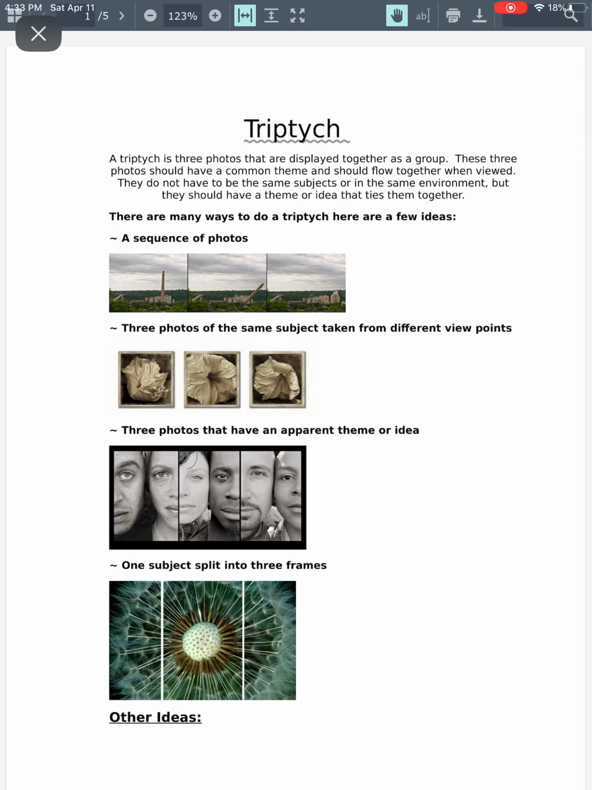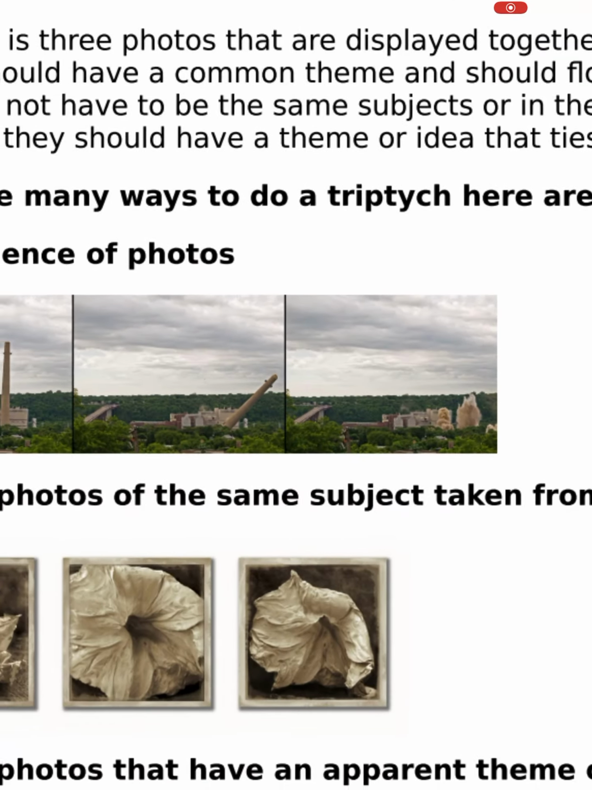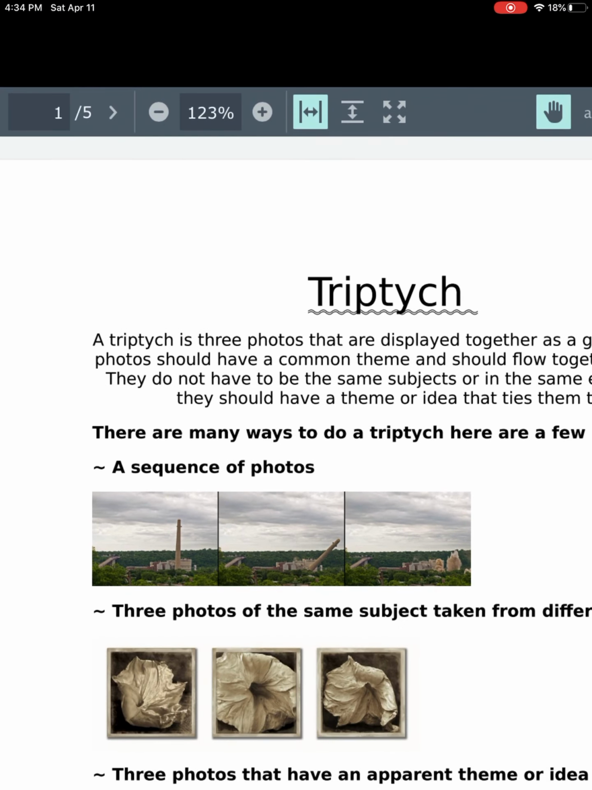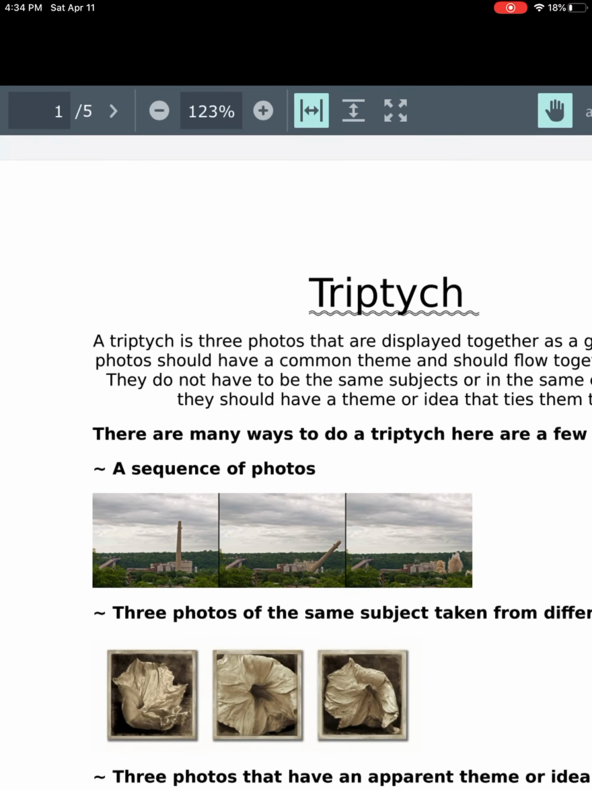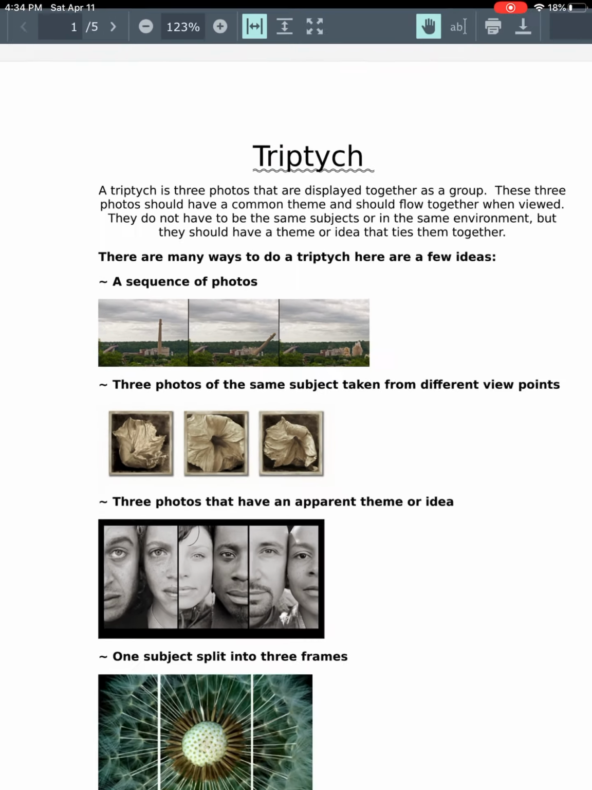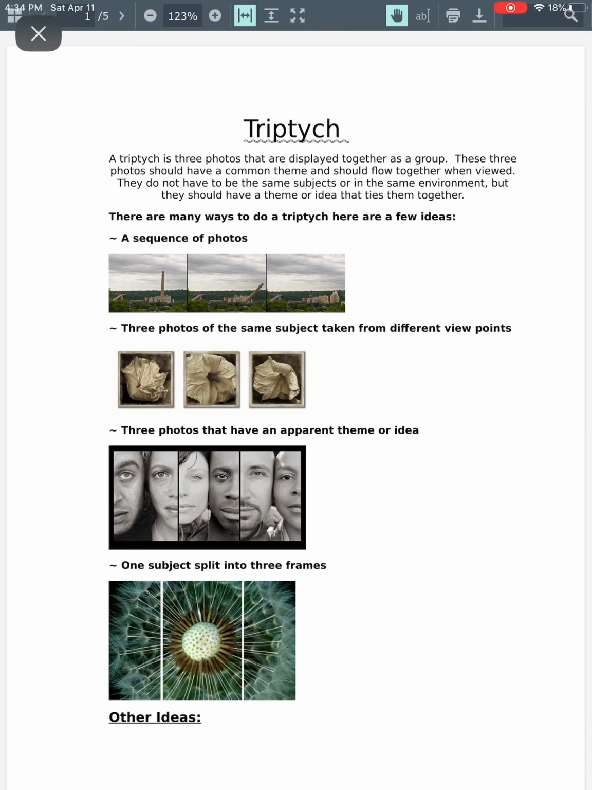There's about 1 million ways that you can put 3 photos together for this project. So let's talk about some of them. I'm going to zoom in here a little bit. No, it doesn't want to stay zoomed in. Sorry. Okay, so the first way that you can do this is a sequence of photos, like a beginning, middle, end kind of thing, right? You can do 3 photos of the same subject taken from different viewpoints, almost like a study of an object from different points of view.